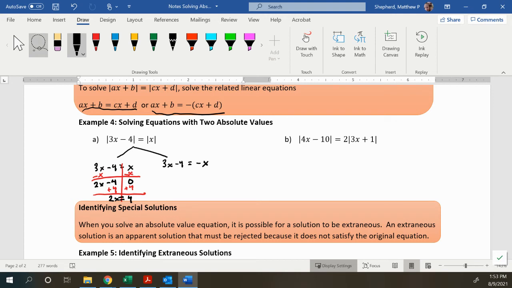I'm going to need a little extra space, so I'm going to move you over here. Okay, so then 2x is equal to 4, divide by 2, and x is equal to 2.